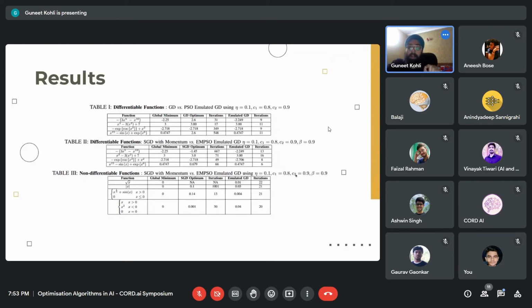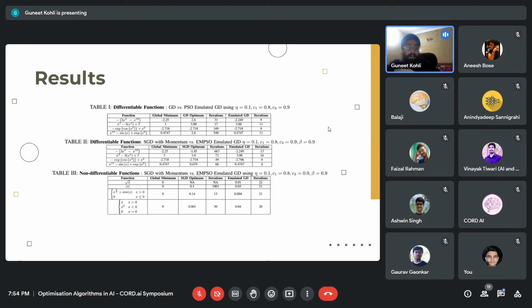A very important thing while reading papers: what they have shown in these tables are the best results that they would have got. If you go by their parameters of C1, C2, eta, and the beta parameters, they have shown you cases where they are beating SGD and GD, but that might not always be the case. So you don't need to blindly follow the results, but try to understand the intuition.